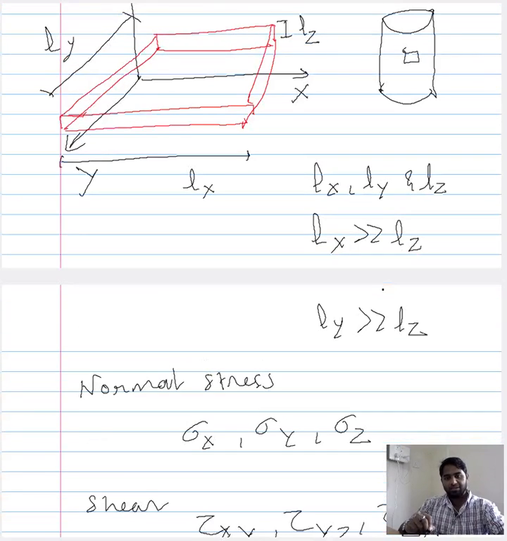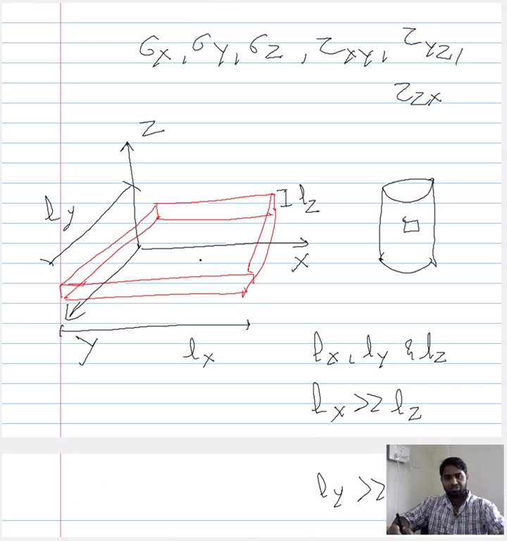Now we have seen that the normal stress component x will be acting along the x direction. I will use a different color, blue maybe. So the normal stress component of x will be acting along the x direction. This would be the direction of the normal stress component x, and similarly this would be the direction of the normal y component, and this would be the direction of the normal z component.